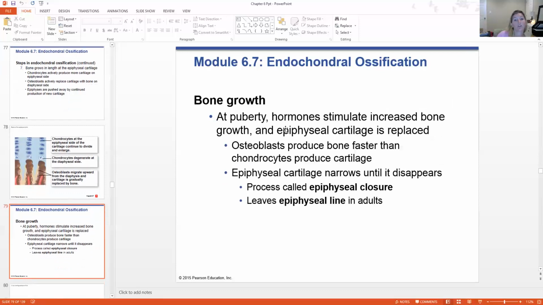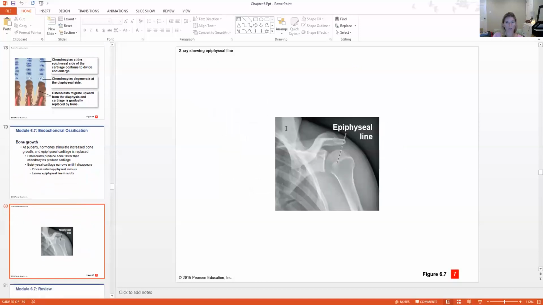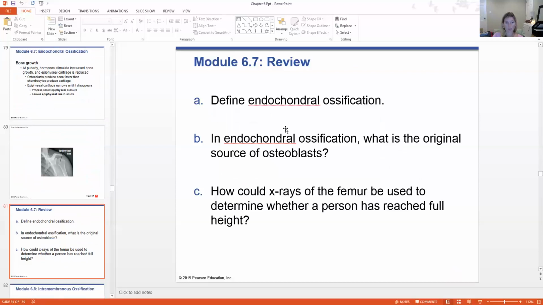Hormones will stimulate increased bone growth. The epiphyseal cartilage is replaced, and eventually the epiphyseal cartilage becomes the epiphyseal line. In adults, this is what we call the growth plate. So it's just that boundary between the epiphyses and the diaphysis. And we eventually call it the metaphysis, but that epiphyseal line is where that last little remaining piece of cartilage is, that you held on to until you were done growing, in your late teens, early 20s. So here are 3 questions. You can go back and answer them if you pause the video.